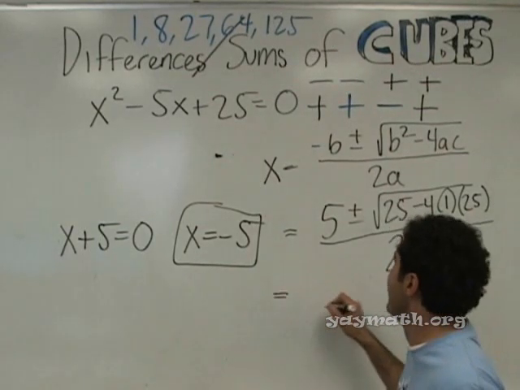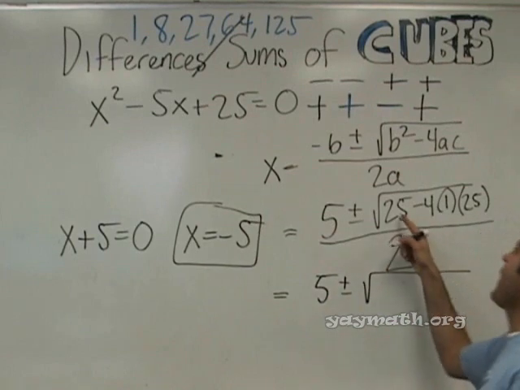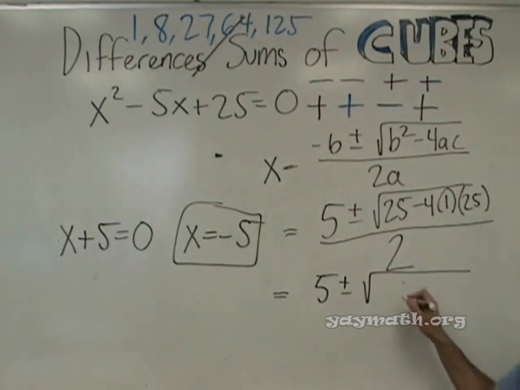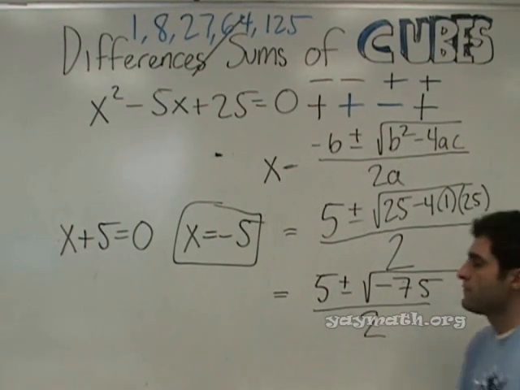5 plus or minus the square root of, 25 minus 100 is negative 75. There you go. All over 2.